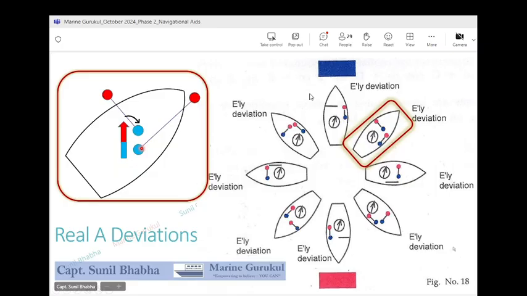So when both these poles add up, they generate the same easterly deviation which was generated on 000 heading and 090 heading. So you can see, irrespective of the heading on which the ship is, the deviation generated remains the same.